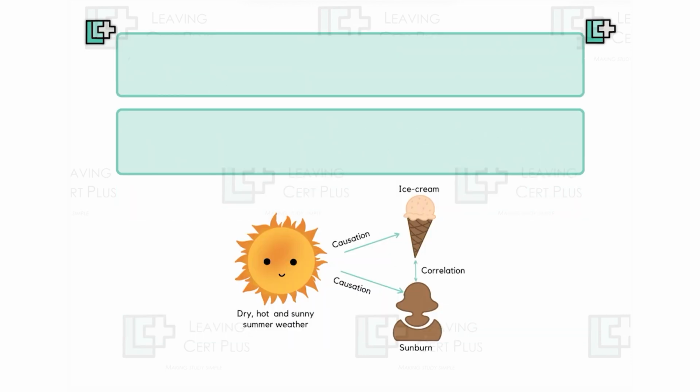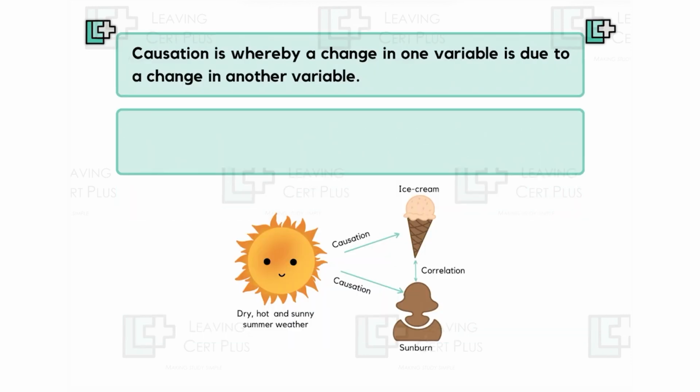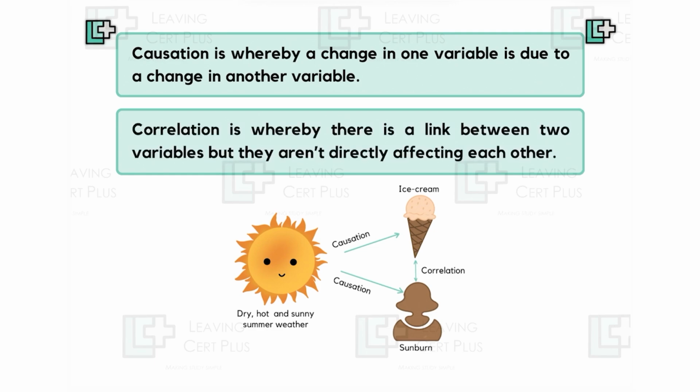And just to be very clear on this, causation and correlation is as follows. Causation is whereby a change in one variable is due to a change in another variable, whereas correlation is whereby there's a link between the two, but they aren't directly affecting each other. So dry, hot, sunny weather causes you to want to eat lots of ice cream, and it can cause you to have sunburn. Ice cream and sunburn are correlated. They're not causing each other. Ice cream doesn't cause you to have sunburn. Sunburn doesn't cause you to have ice cream. The cause is the sun. The correlation is hot, dry, sunny weather. These two things both happen quite regularly. So there is a very big difference, and you need to be aware of that when you're forming your conclusion.